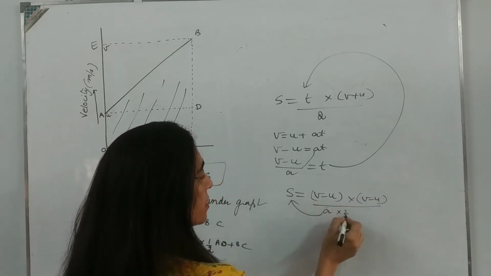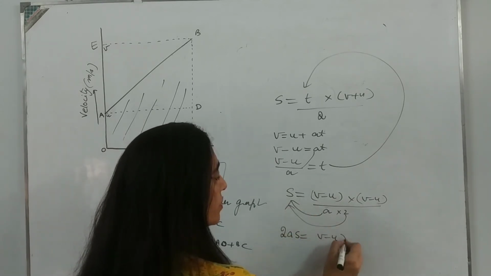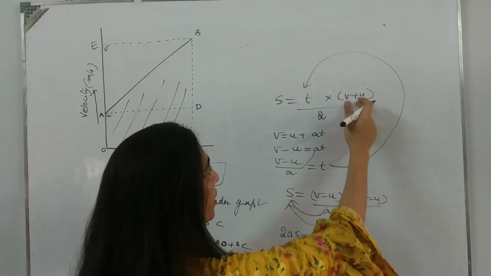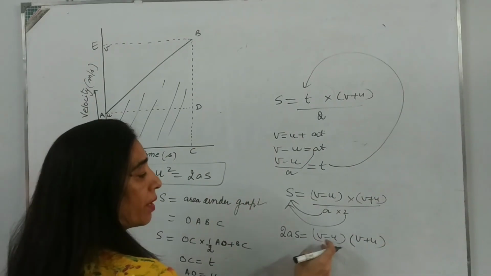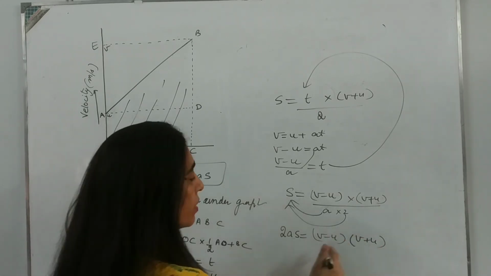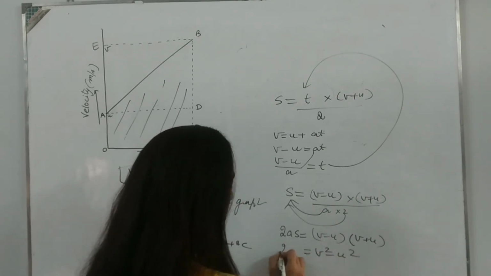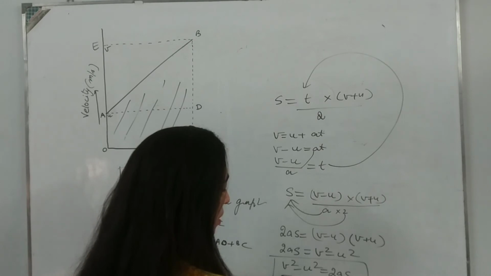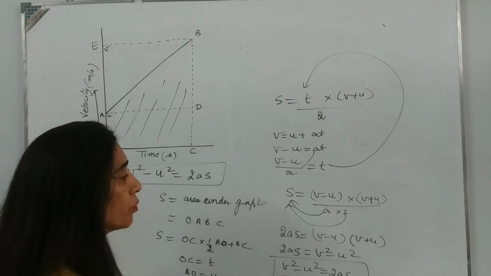So we can take these up. So it will be 2as is equal to V minus U. Oh, I was supposed to write here plus U, so V plus U. Now we'll use the property A minus B into A plus B is equal to A square minus B square. So V square minus U square is equal to 2as. This is the velocity-position relationship, the third equation of motion.